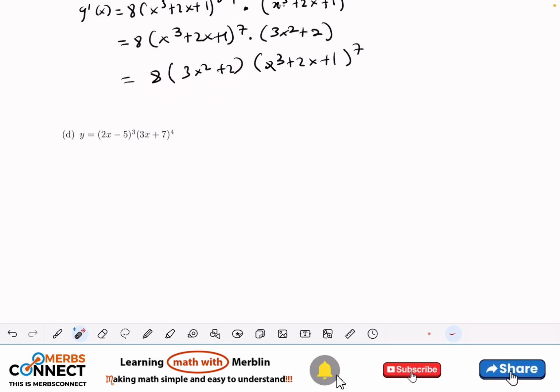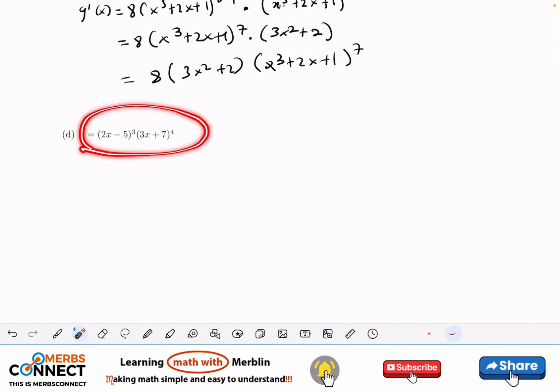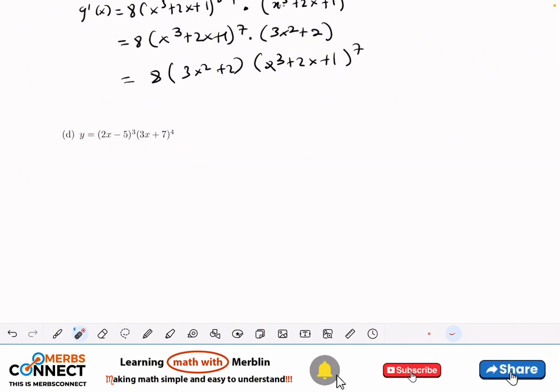Let's look at D. I have this function here, right? But I look at the function and I see that we have two functions combined. We have (2x minus 5) to the power 3, and we have (3x plus 7) to the power 4. So since we have two functions that are multiplying, which rule are we going to use?